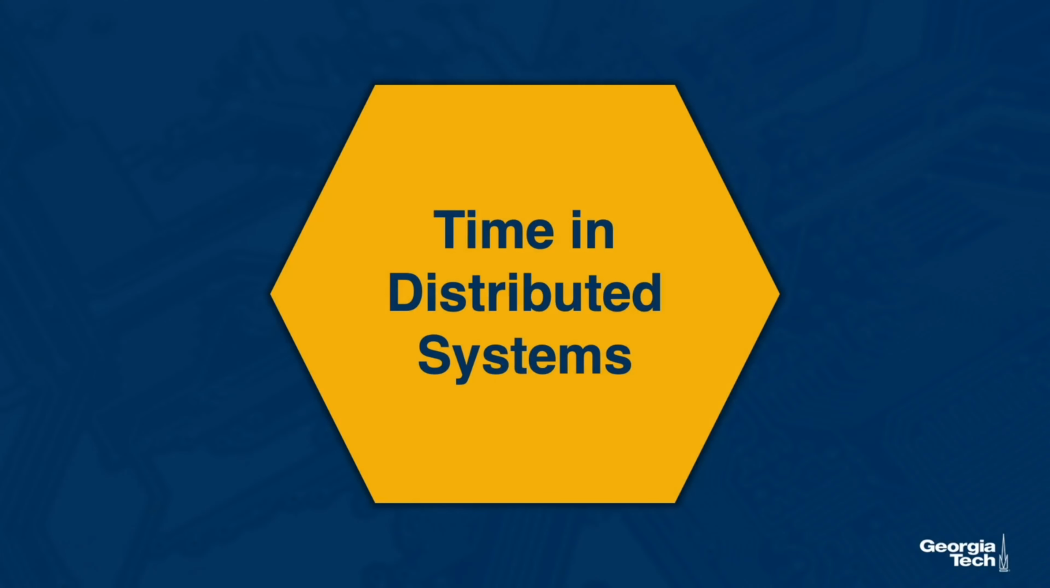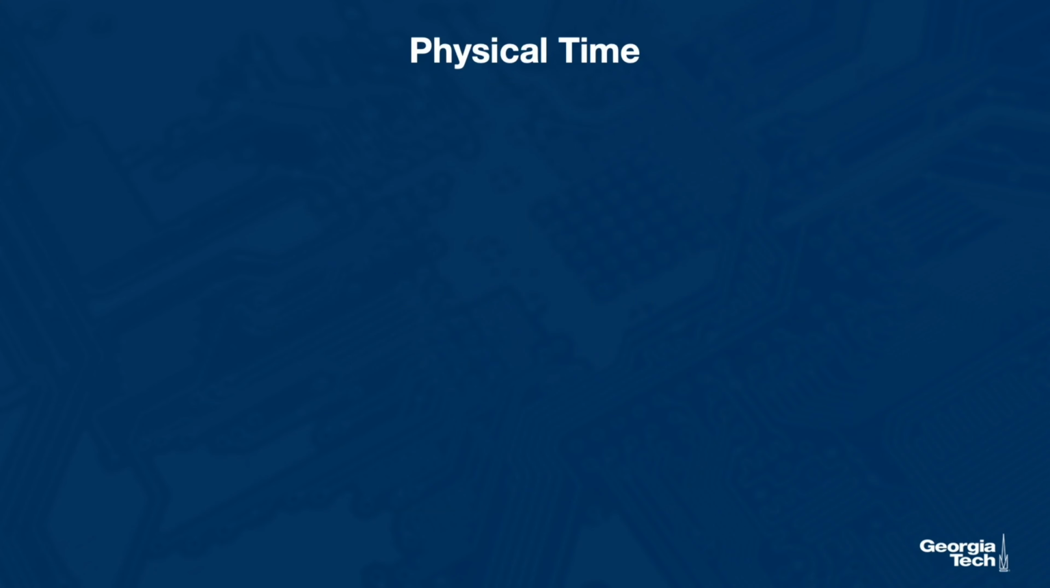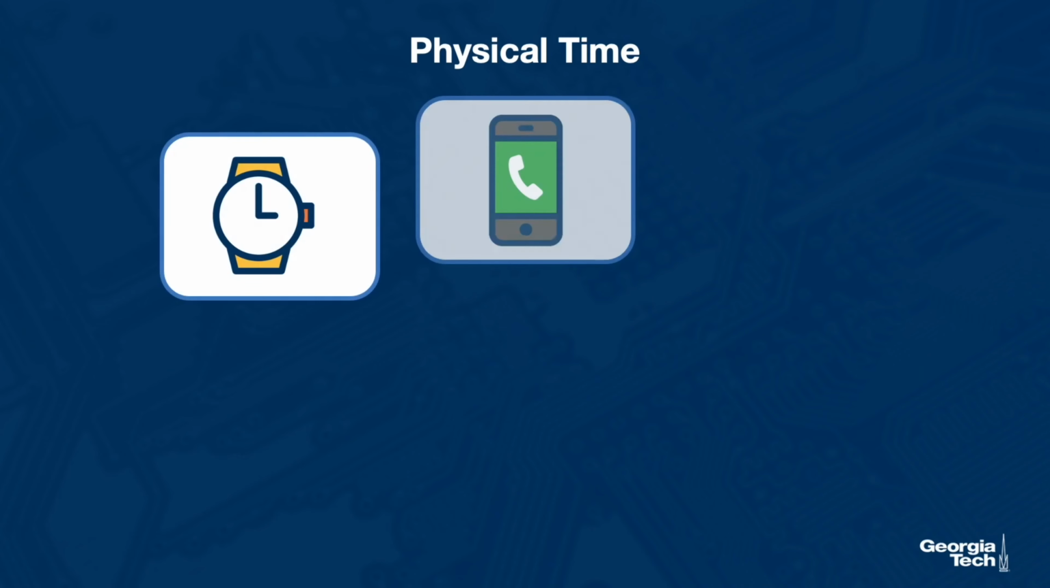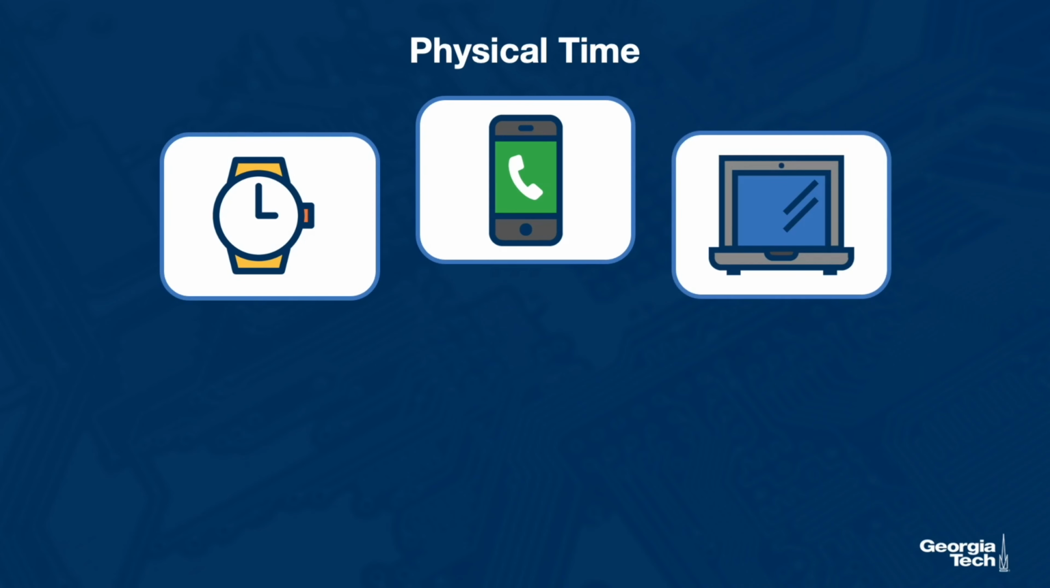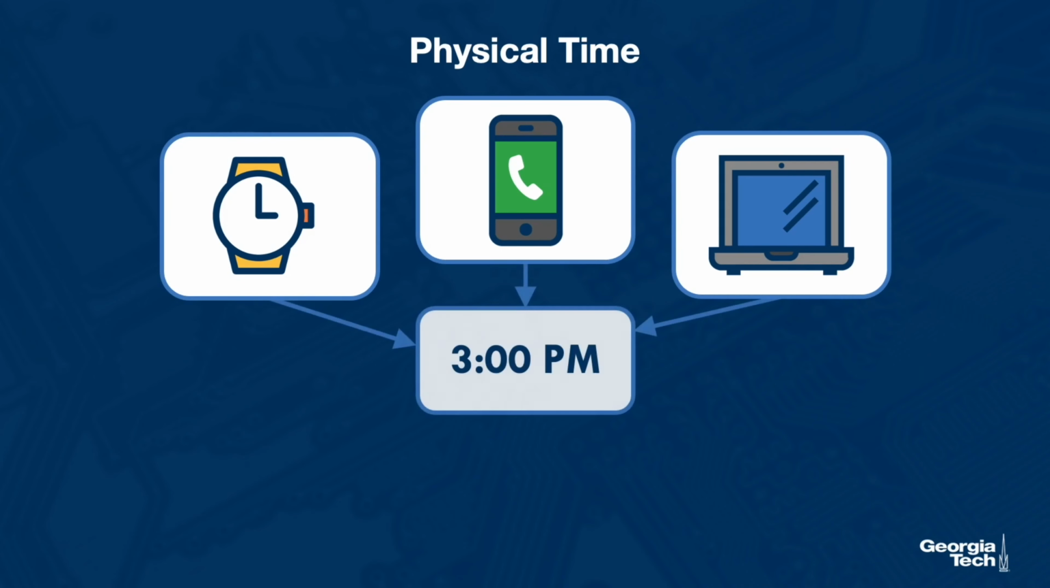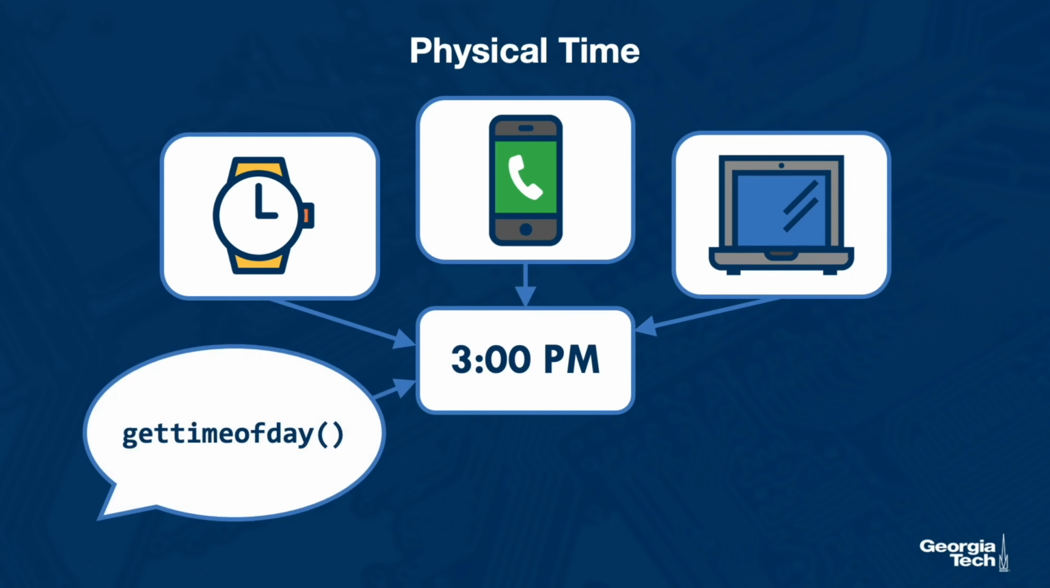In this lesson, we will discuss the concept of time in the context of distributed systems. Time is seemingly a well-understood concept. You can look at your watch or your phone or on the corner of your display and read the current time. You may have had experience in the past with instrumenting your code with commands such as get time of day to read the current time at any given point of time in the execution.